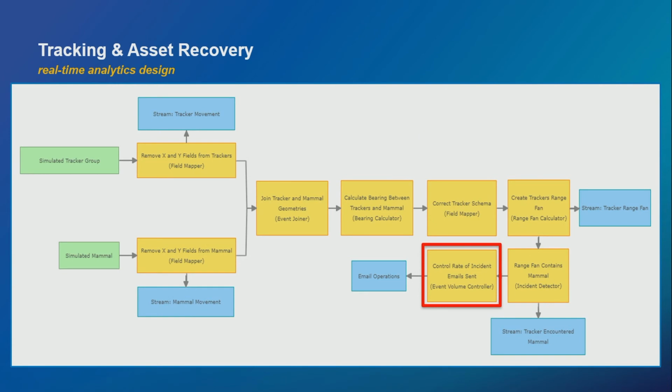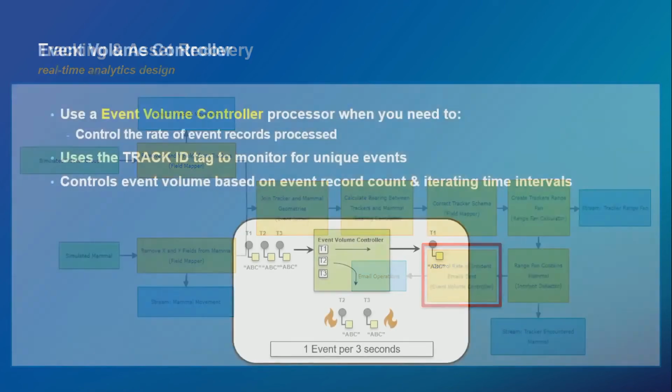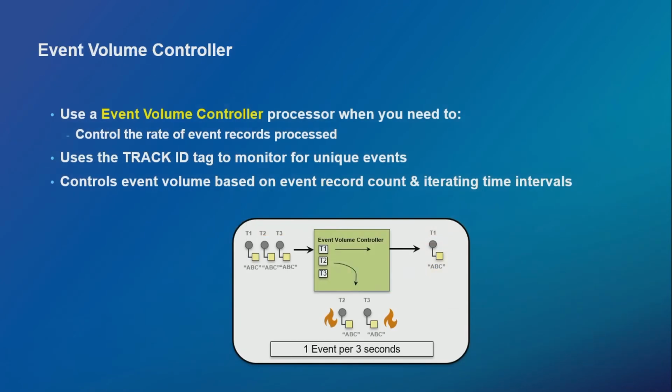Lastly, I'd like to spend some time taking a look at the event volume controller. This is another one we're excited to introduce at 10.7. So the event volume controller is a processor that you'd want to use when you want to control the rate of event records being sent outbound based on some sort of unique identifier. So it uses, in this case, the track ID tag. For those of you familiar with GeoEvent, it uses a track ID tag in order to monitor for unique events.